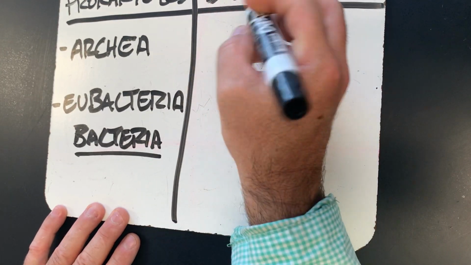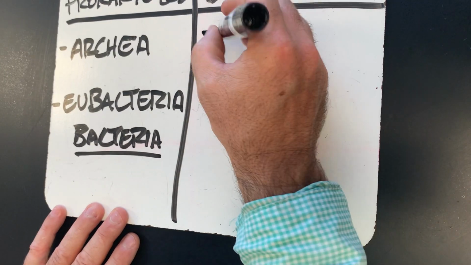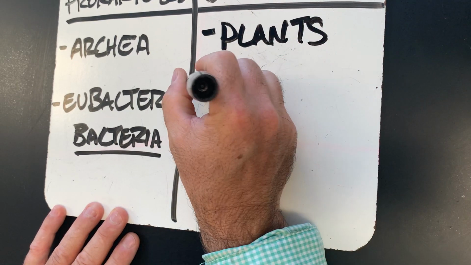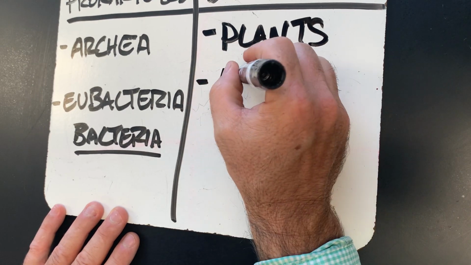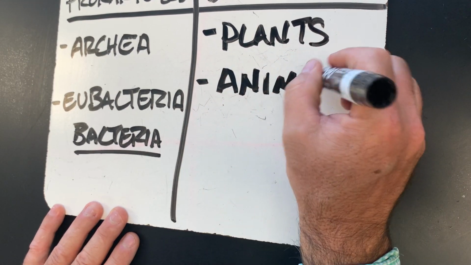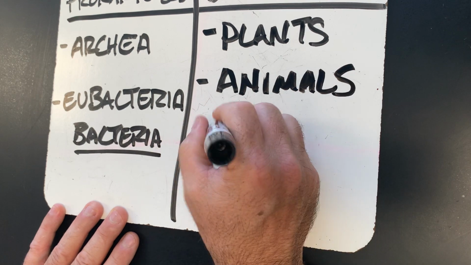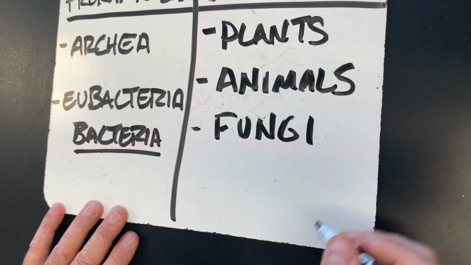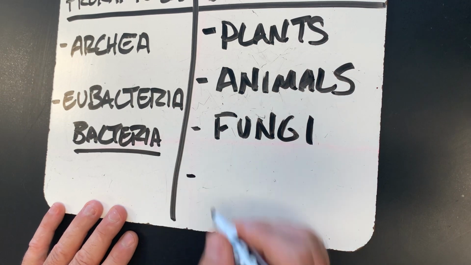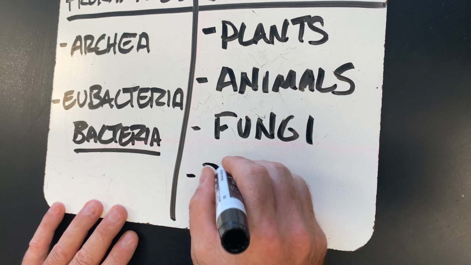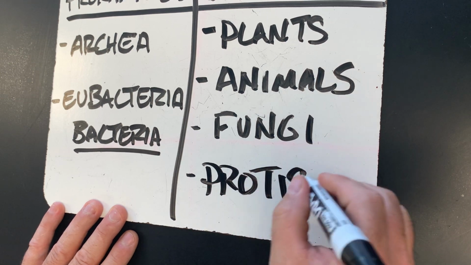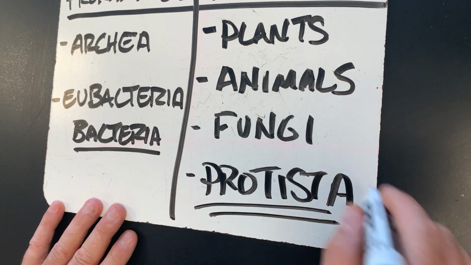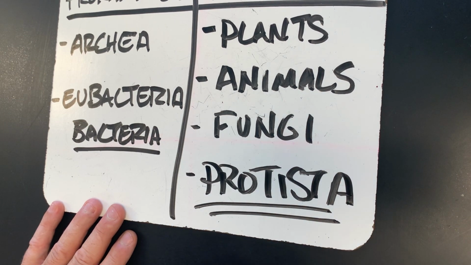Under eukaryotes, holy smoke, there's a lot. You could think of eukaryotes as being plants. Other examples would be animals. There's fungi, so if you find a fungus in your yard, that would be a eukaryote. And there's another one called Protista. And this is a weird category. When we get to taxonomy, we'll deal with protists. They are the strangest group.